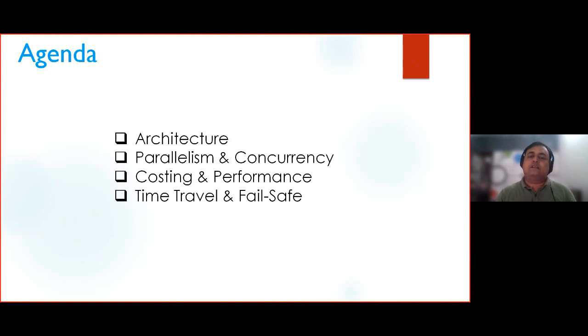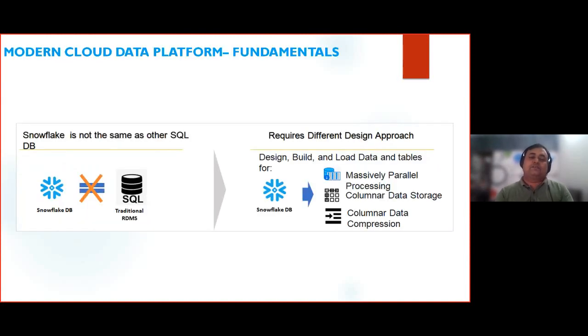So I have divided it into two sections. In the first part, I will talk about architecture, parallelism and concurrency, costing, performance, and time travel and fail safe. And in the second part, I will talk about secure data sharing and dynamic data masking. So let me quickly start with the architecture of Snowflake.